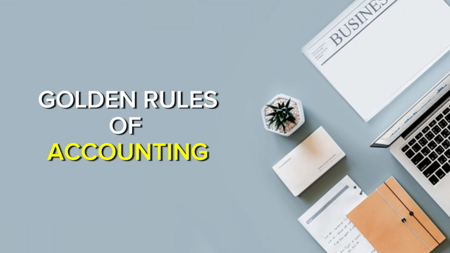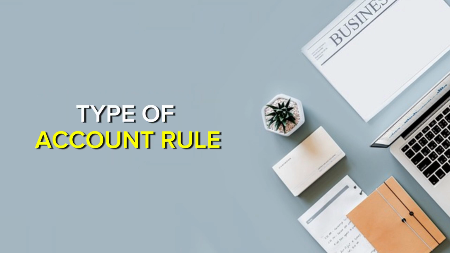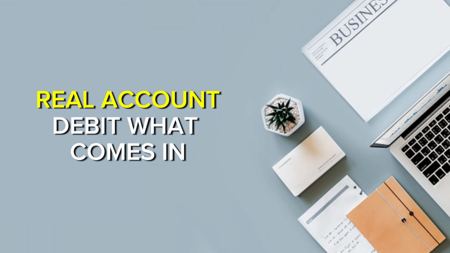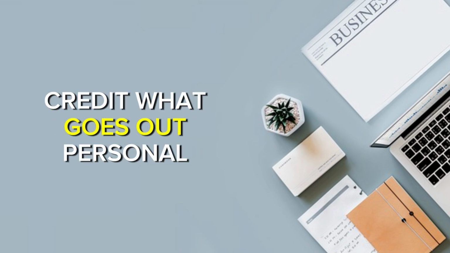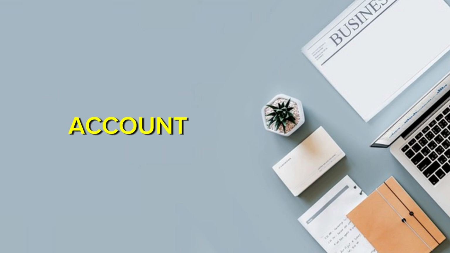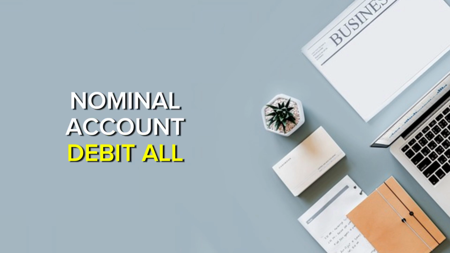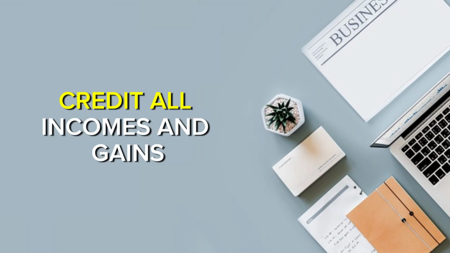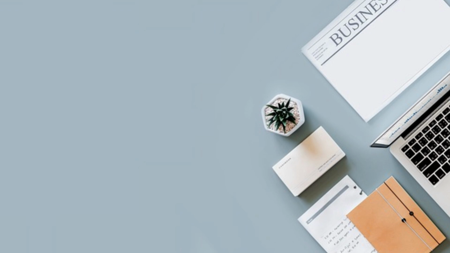Golden rules of accounting. Type of account rule. Real account: debit what comes in, credit what goes out. Personal account: debit the receiver, credit the giver. Nominal account: debit all expenses and losses, credit all incomes and gains.